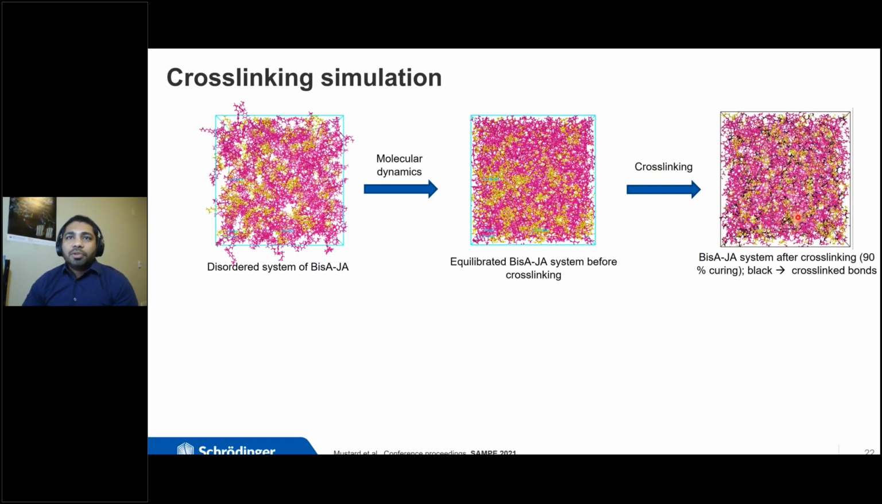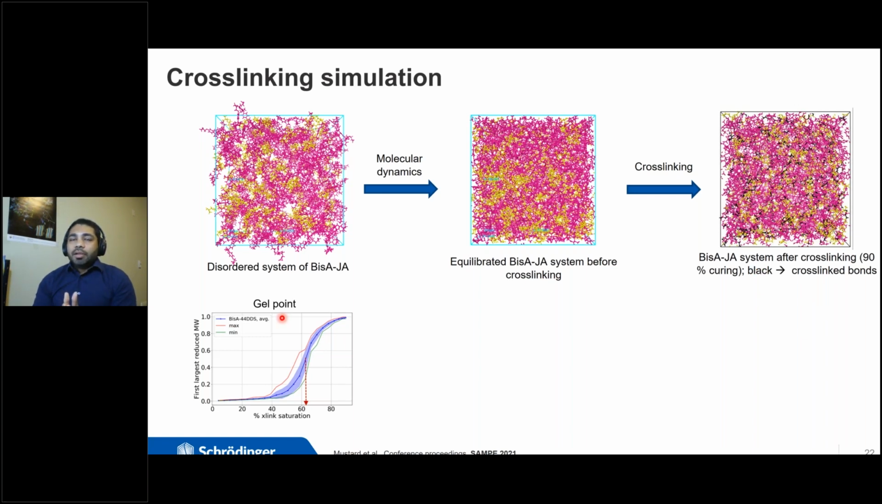Here in this particular case, we do the simulations until we obtain 90% curing. And during the cross-linking process, we can track several properties to understand how the cross-linking is happening, and also we can get some properties along the way. For example, one of the important properties is the gel point. Gel point is a point where during the cross-linking, the system changes its viscosity abruptly. That is, it goes from a liquid state to a solid state.